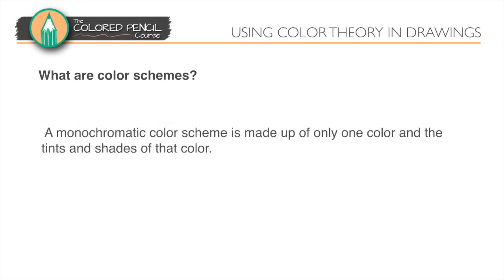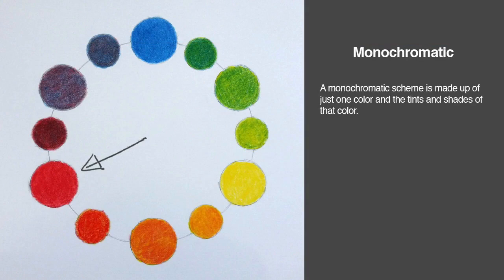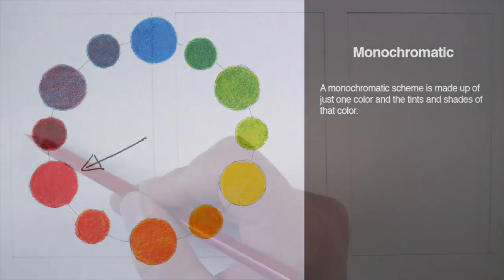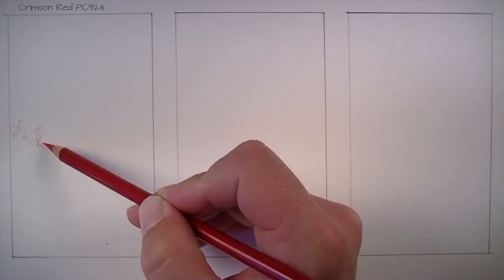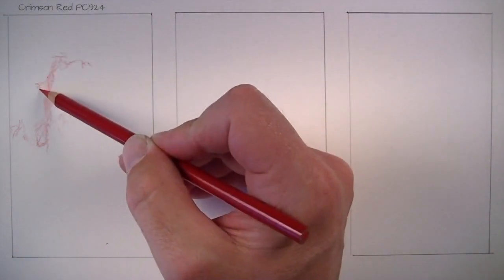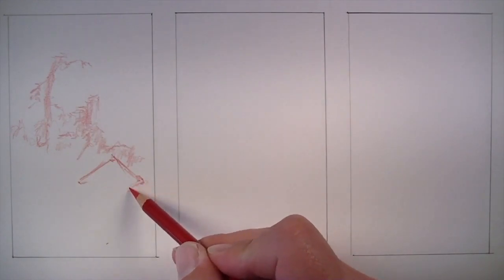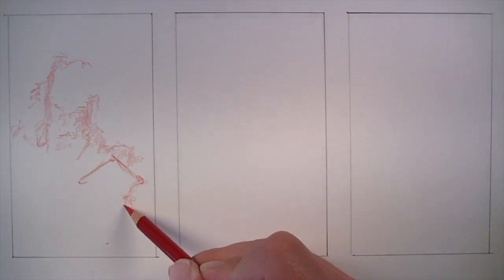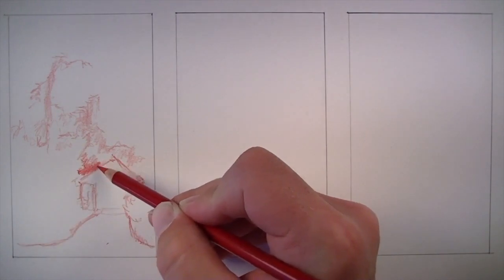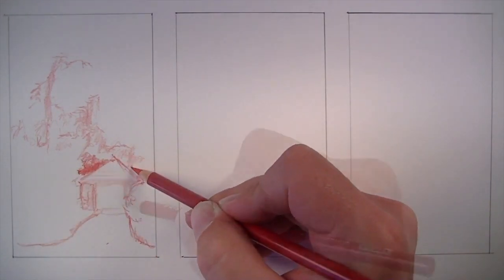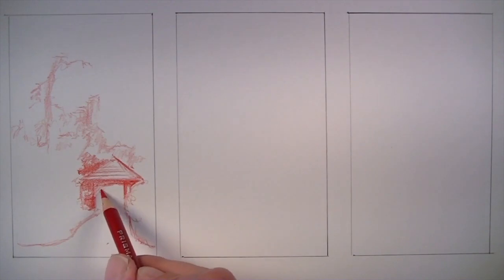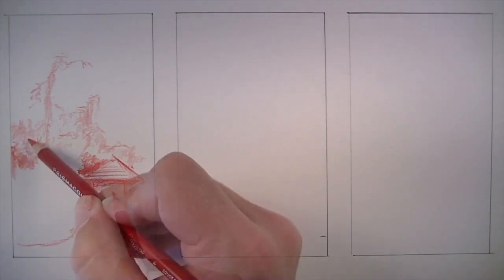A monochromatic color scheme is made up of only one color and the tints and shades of that color. For example, if we explored a monochromatic color scheme, we may just use red and the tints and shades of red. In this sketch, we'll draw the entire scene using a crimson red initially. We'll put more pressure on the pencil in areas where the value is darker, and concentrate on creating as much of a full range of value as possible with just the crimson red pencil.